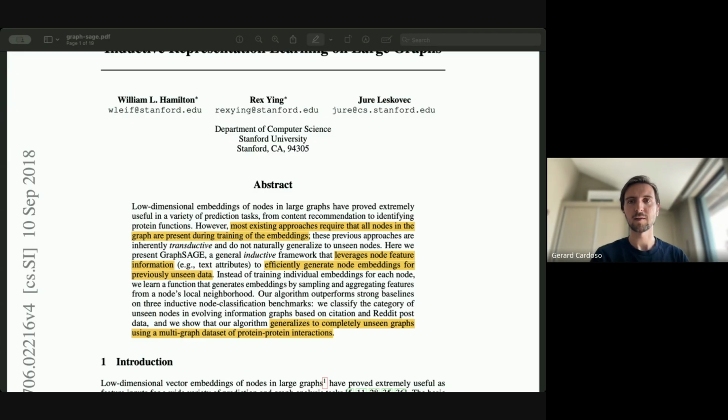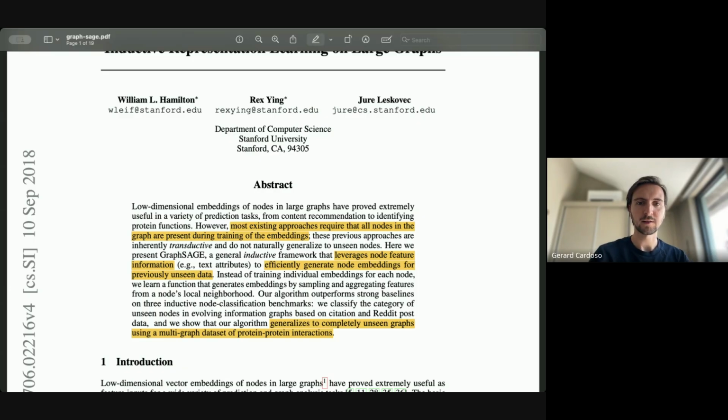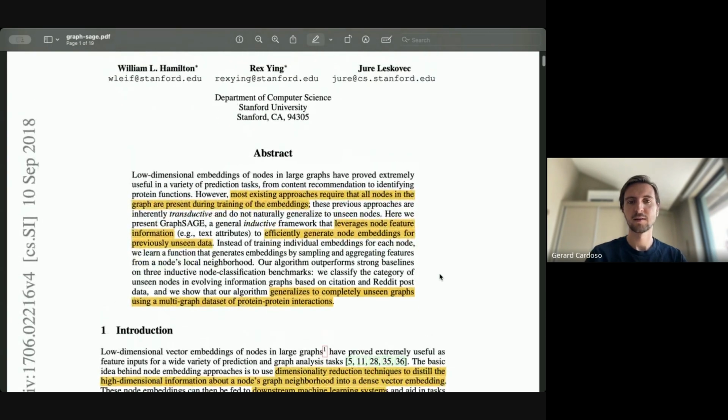So effectively, rather than learning specific representations of nodes within the graph in the training data, we're learning functions, and those functions can be applied on unseen nodes or new graphs to create representations and embeddings for those nodes that can then be used in downstream tasks. And so this can be super useful, right?